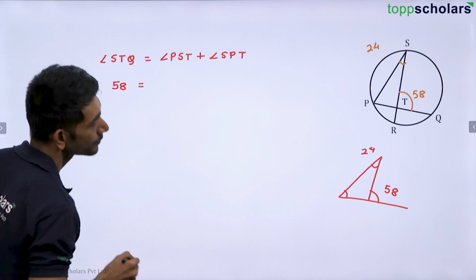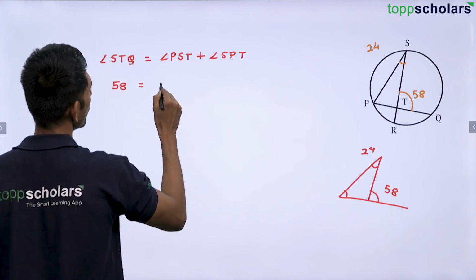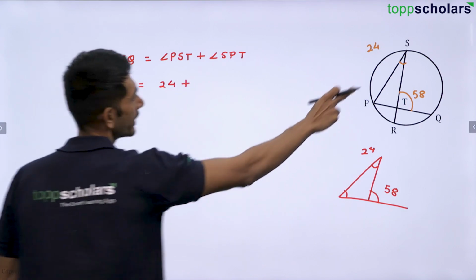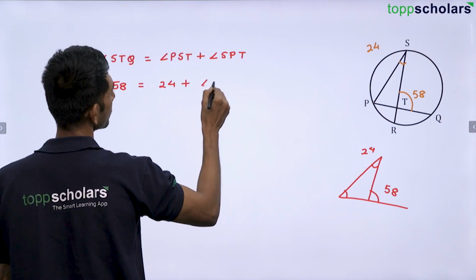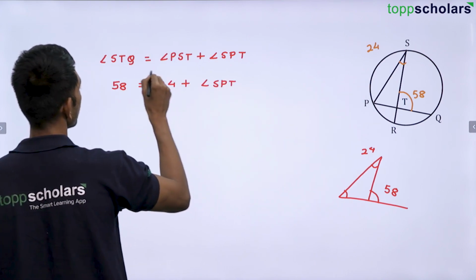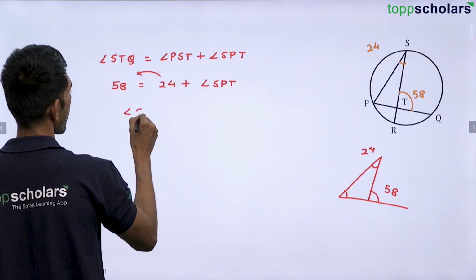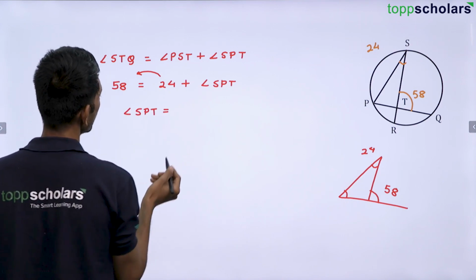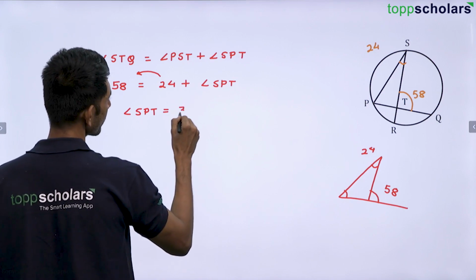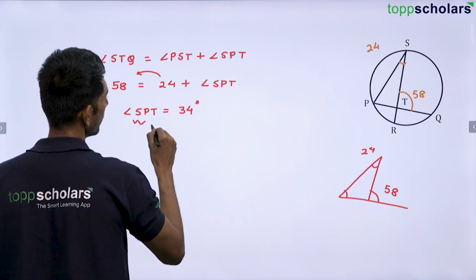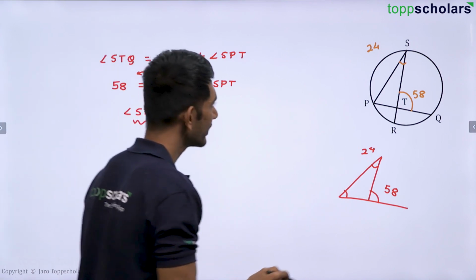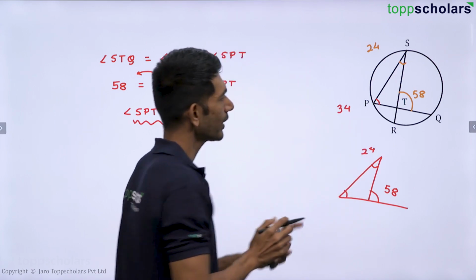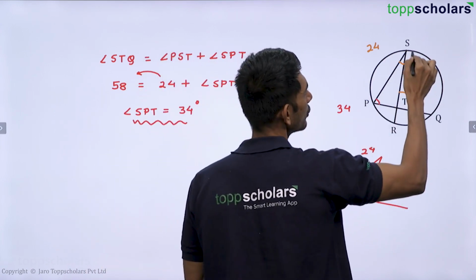58 will be equal to 24 plus angle SPT. So if I shift 24 there, can I say angle SPT is equal to 58 minus 24, and that is equal to 34 degrees, correct? So SPT is 34. Now understand, if this is 34, this is 34. Now tell me one thing, this is an inscribed angle, so how much will be this?